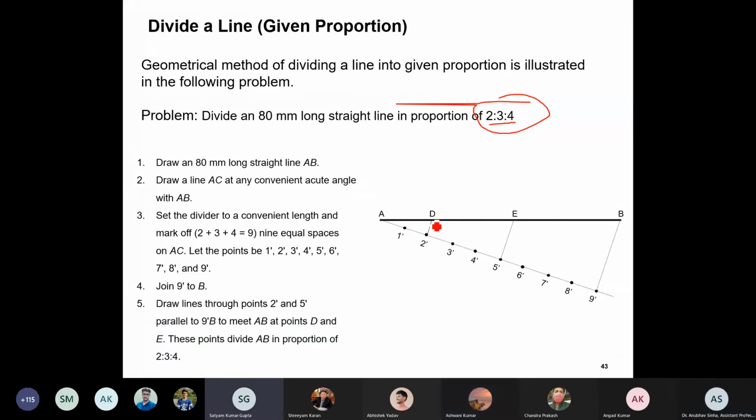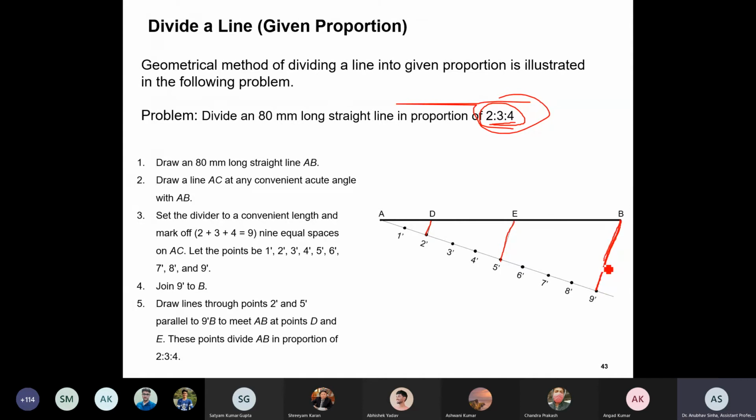See, the idea is that this line has to be parallel to this. That is the requirement. First you will join this. Whatever parts you take, whether you are dividing in 7 parts, 8 parts, whatever is the final length. Here we are dividing into 2 plus 3 plus 4, which is 9 parts, right? So I mark till 9. From 9, I will join this.